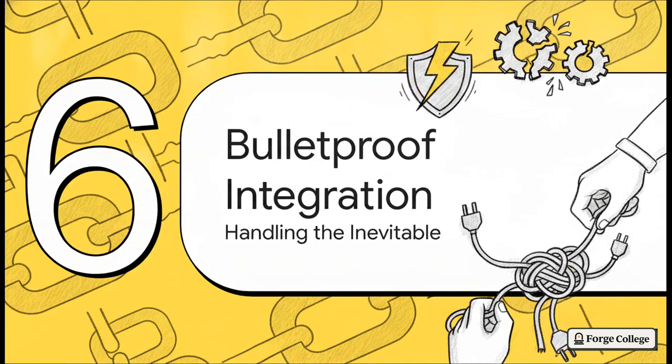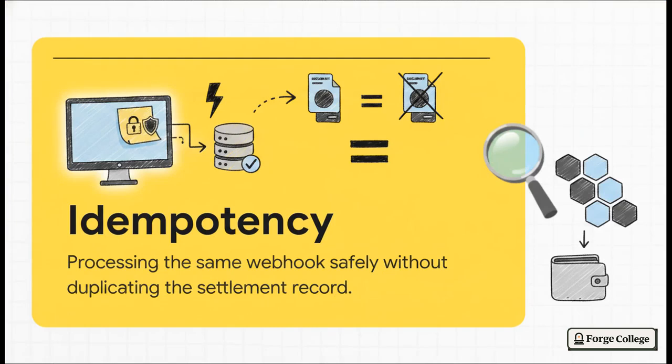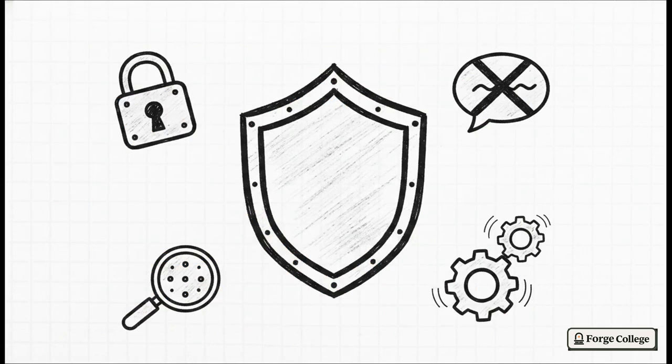Section 6, Bulletproofing Your Integration. Okay, let's introduce a term you probably need to write on a sticky note and slap right on your monitor. Idempotency. This is the ability to safely process the exact same webhook multiple times without duplicating the final settlement record. If your server glitches and the webhook fires twice for the exact same transaction, idempotency ensures the customer isn't accidentally double credited in your database. If a settlement for that transaction's signature or reference already exists, your code should just return success and short circuit without duplicating the data.